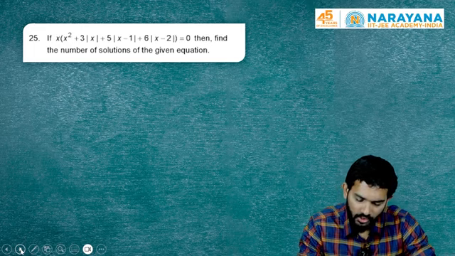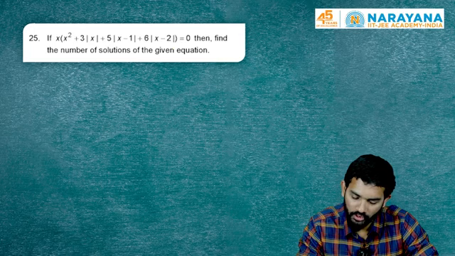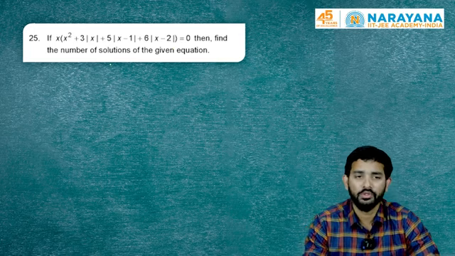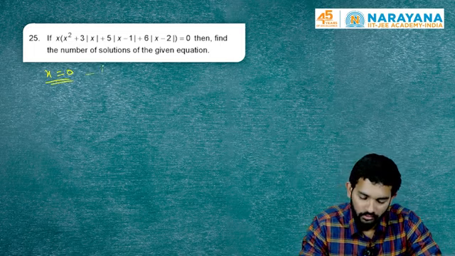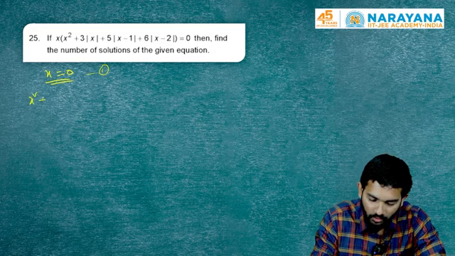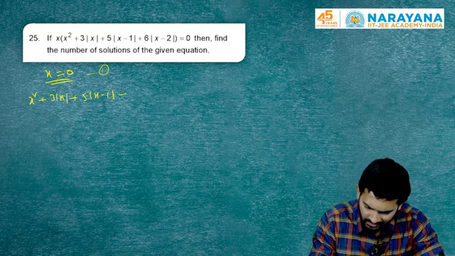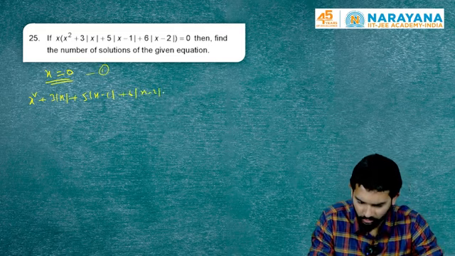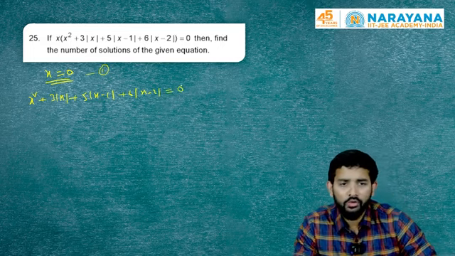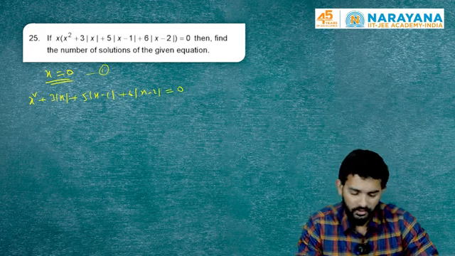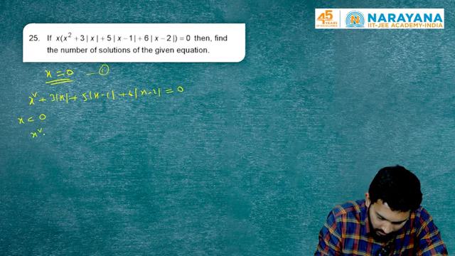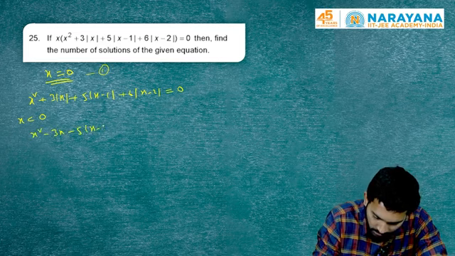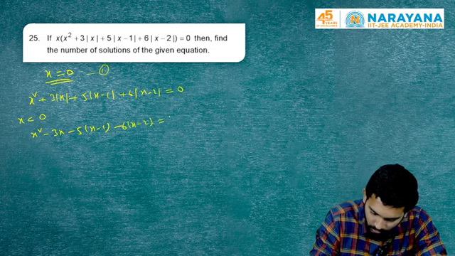x(x² + 3|x| + 5|x − 1| + 6|x − 2|) = 0, then find the number of solutions of the given equation. So obviously x = 0 is one root when I equate it to 0. So this is one solution. Then the remaining part, x² + 3|x| + 5|x − 1| + 6|x − 2| = 0. Now, in order to remove these modulus, we have to take cases. So, first case we'll take x < 0. When x is less than 0, I'll get this as x² − 3x − 5(x − 1) − 6(x − 2) = 0.